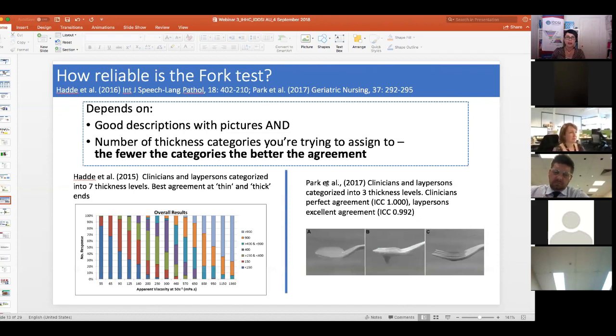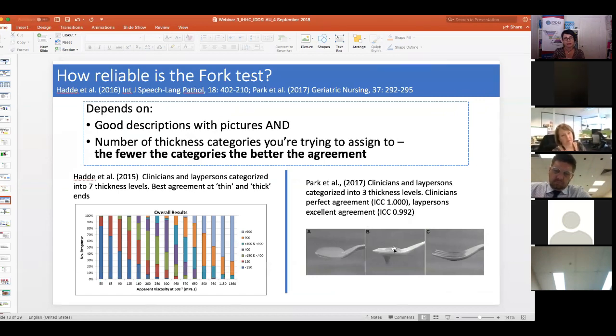When we look at the Park et al. paper in 2017, again, they had clinicians and laypersons, and they asked people to categorise into just 3 thickness levels using images. Now, the Hattie et al. one also used images, so the Australian iconic poster. The clinicians curiously didn't use the images at all, but the laypersons did, and their categorisation matched the pictures quite well. With the Park et al. one, they gave 3 pictures here, and they found that for clinicians there was perfect agreement. For laypeople, we're looking at 0.992, so also very, very good agreement there.